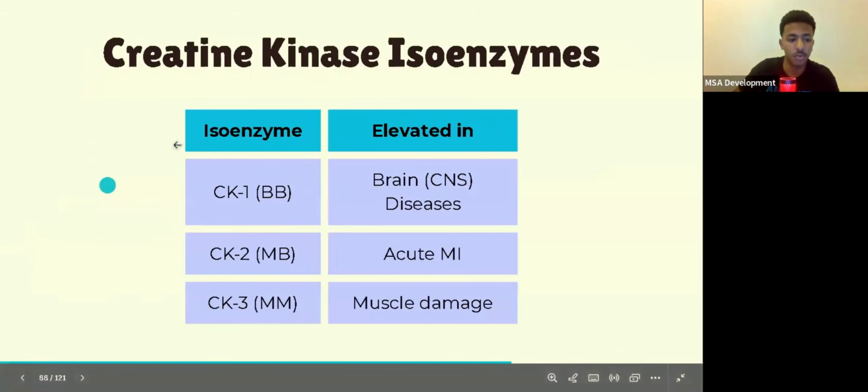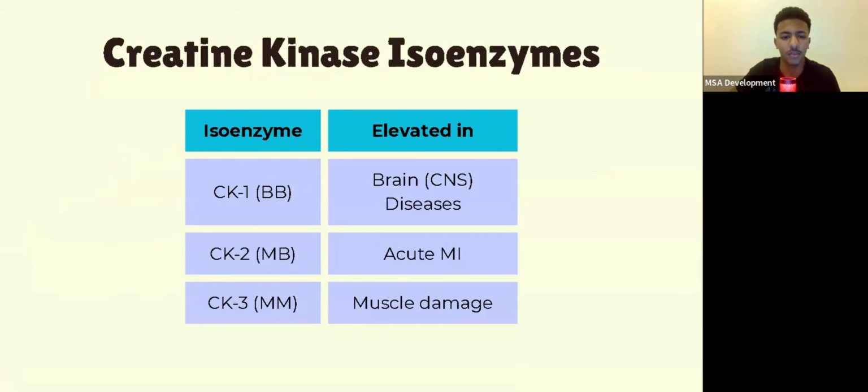The first enzyme class which we're gonna talk about today is creatine kinase. And we have 3 isoenzymes of creatine kinase. First one is CK1 or CKBB, and it's elevated in brain or CNS diseases.